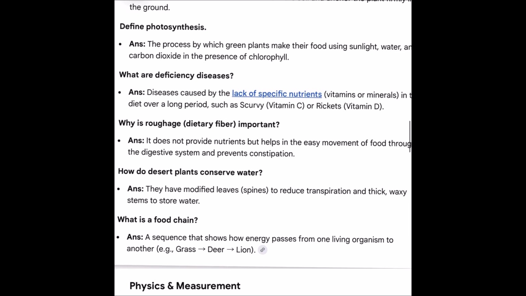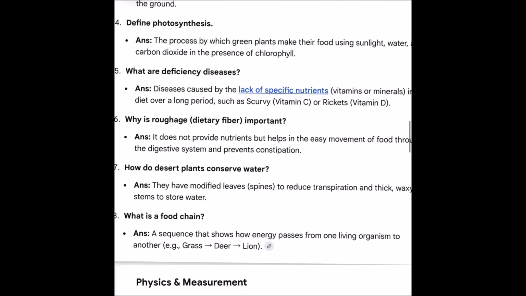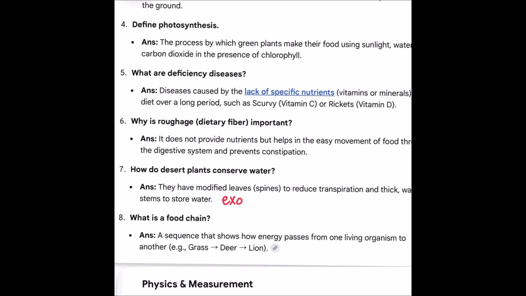Answer is, they have modified leaves, also called spines, to reduce transpiration and thick waxy stems to store water. We can write the example as cactus.